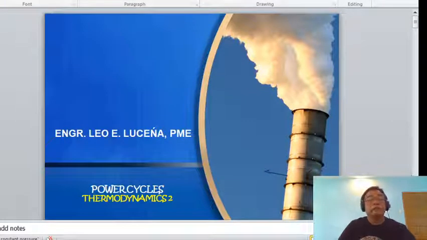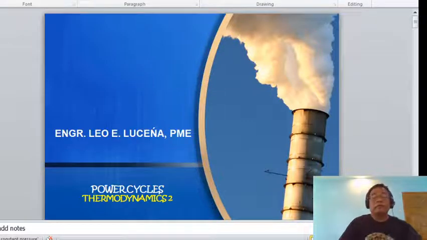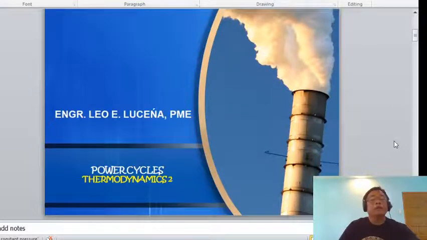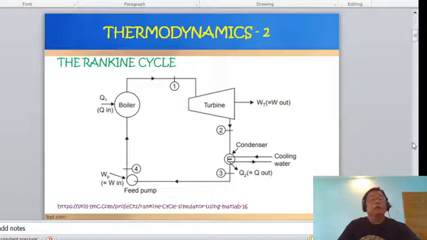Class, good morning. So we come now to the third chapter of the topics on thermodynamics 2. Okay, so let us now come to the power cycles. So by this time, I will show to you the flow of the Rankine or the basic Rankine cycle and the basic diagram. So in this topic class, we'll notice that the simple Rankine cycle is like this.